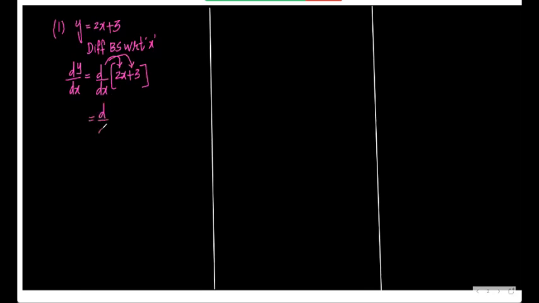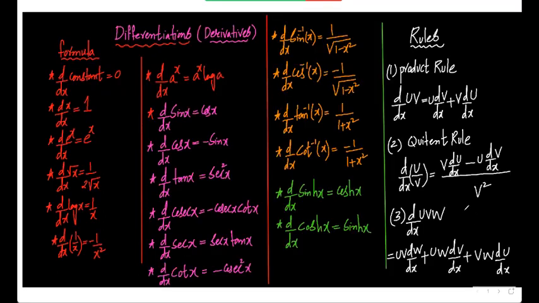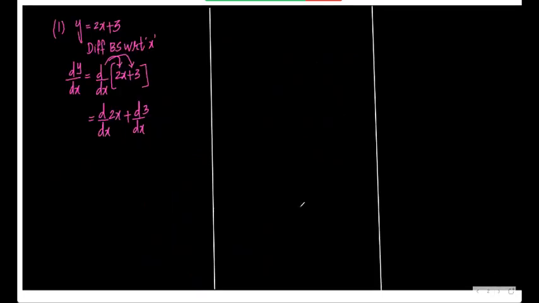Now you see how it is. d by dx of 2 into x plus d by dx of 3 only. I forgot to write one more rule here, so let me write it. If you have number 4, d by dx of some k value times any function of x, then we keep this k outside and then we find d by dx of that function. The same rule will be applicable for this question.